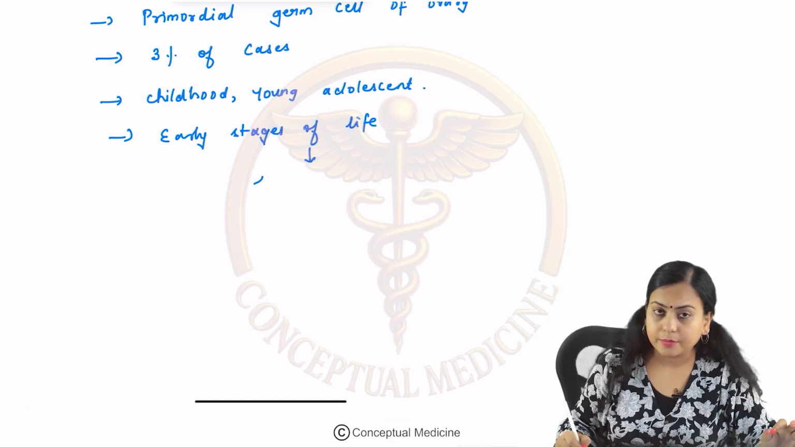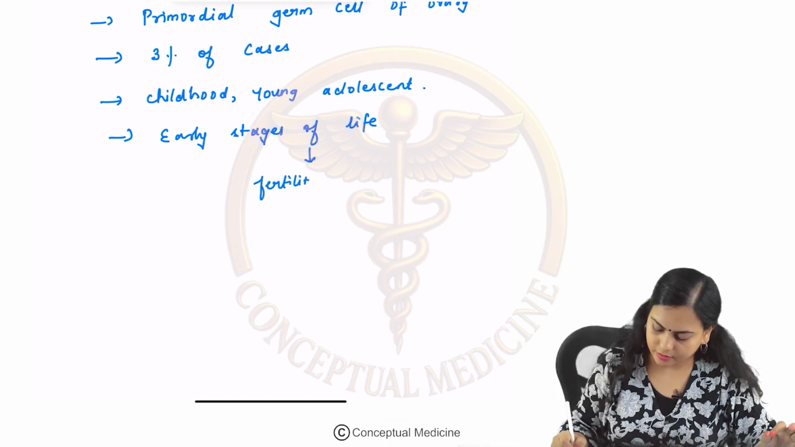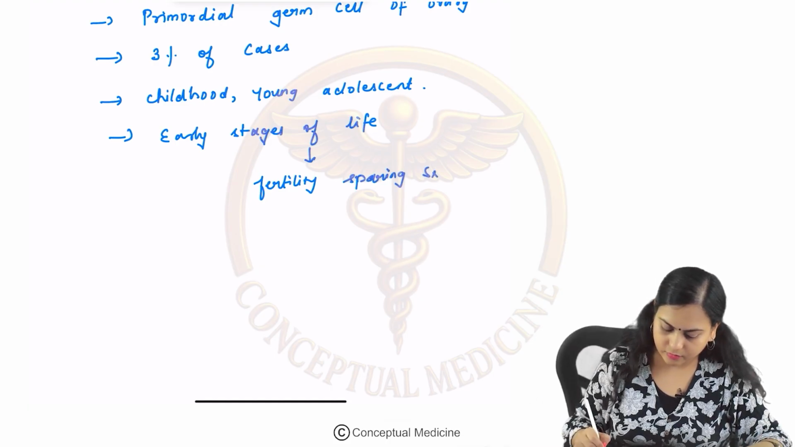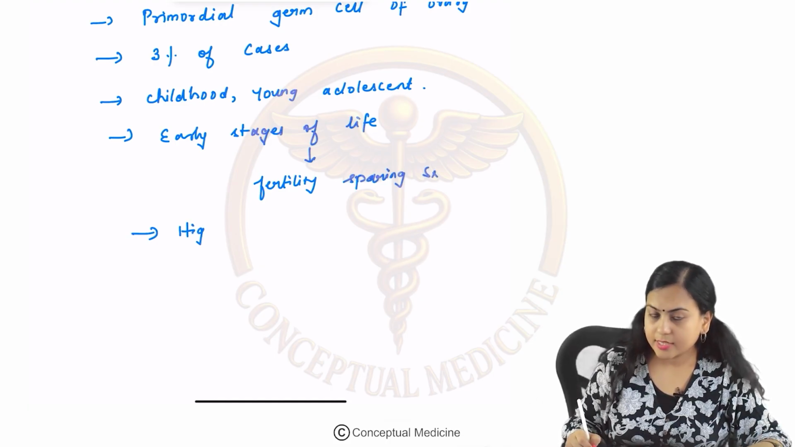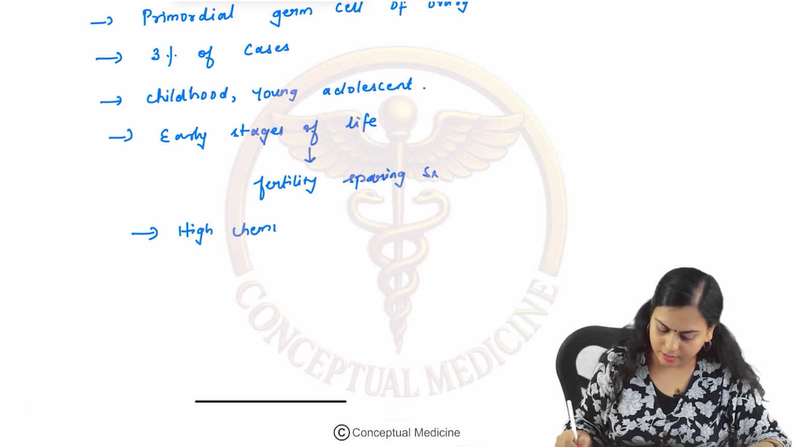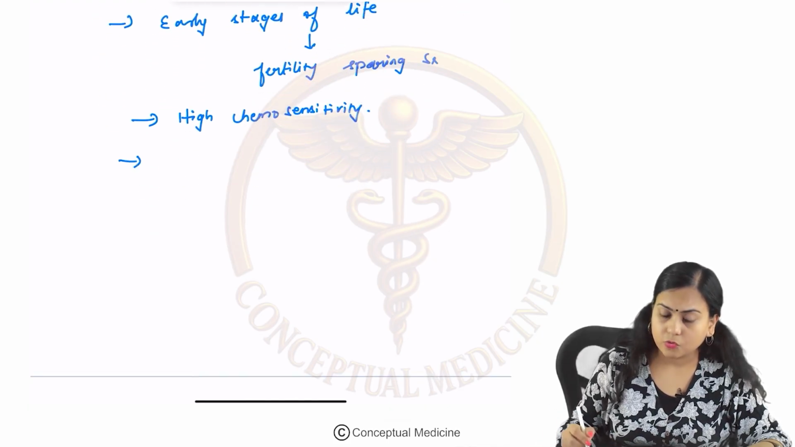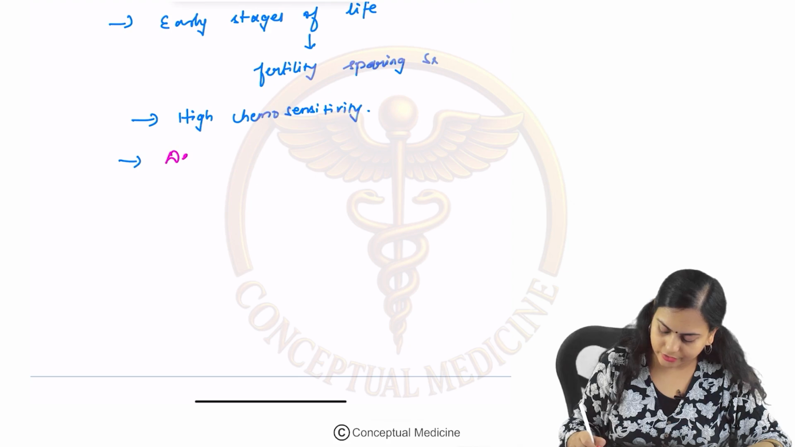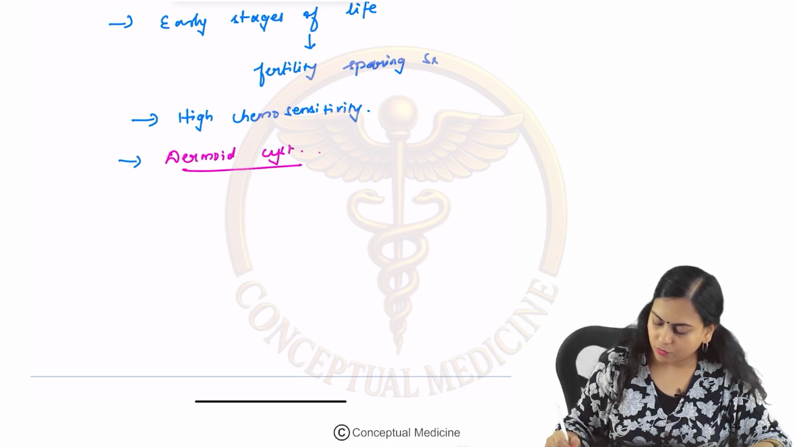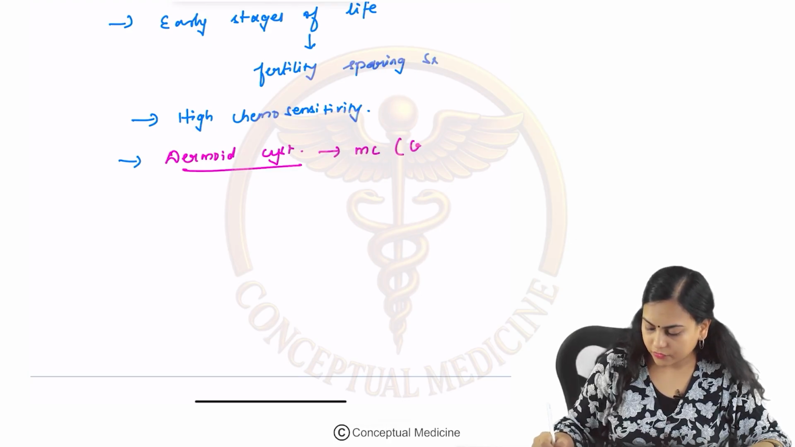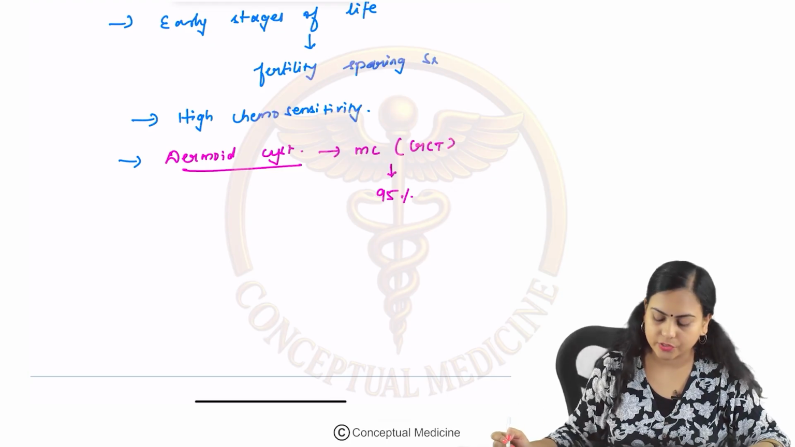Okay, since they are mostly diagnosed at early stages of life, you should offer them fertility sparing surgeries only. These tumors have high chemosensitivity, and also know that dermoid cyst is the most common variety of germ cell tumor, which constitutes about 95% of germ cell tumors.